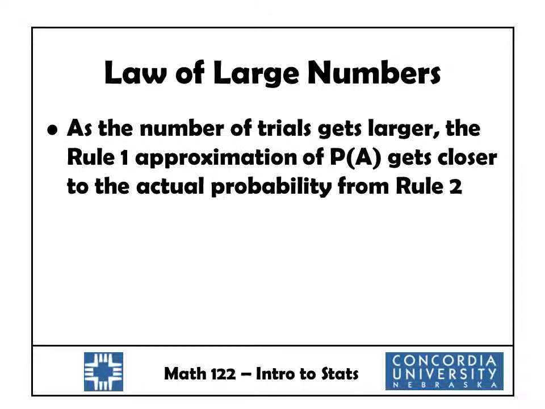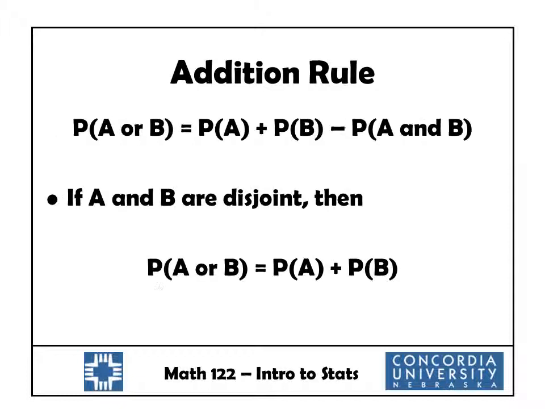Then we had the law of large numbers, which relates these two rules. It says that as the number of trials gets larger, the Rule 1 approximation gets closer to the actual probability from Rule 2. So as you do more and more trials, you get a better and better approximation.